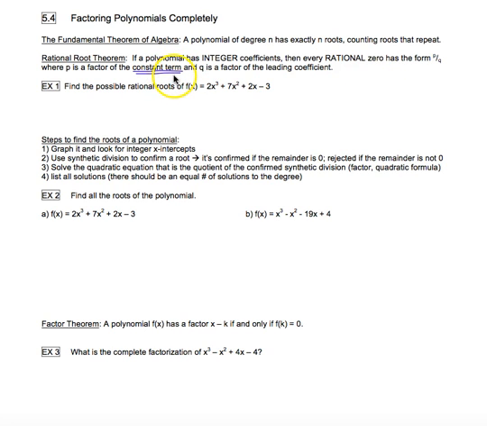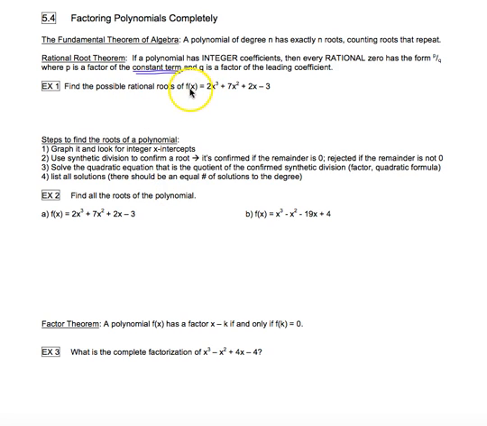P are factors of the constant. Q are factors of the leading coefficient. So make sure you know that it's in that order because they may try to trick you and put it in the other order. So just pay attention, and I'm going to show you how to use that right here.